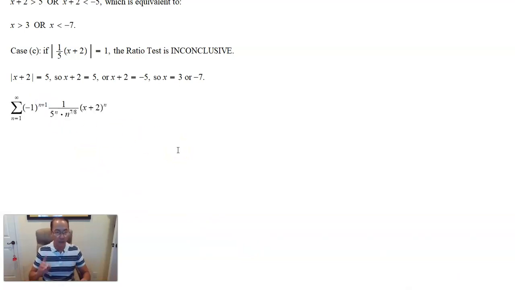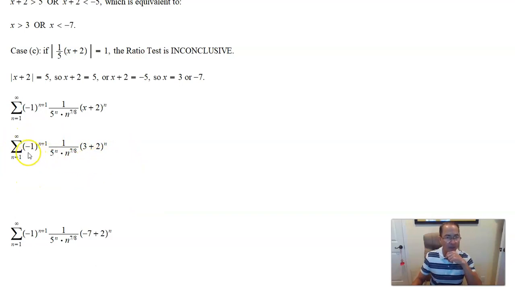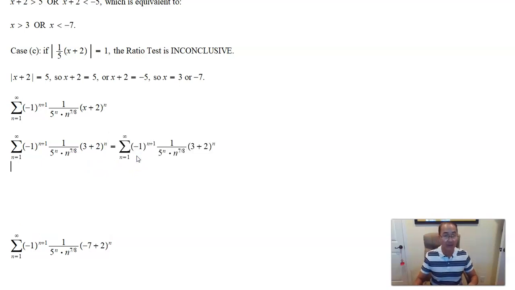Okay, so we're going to plug in 3 and negative 7 one at a time. So we have x is 3 right there. And then later, let me get out of the way, we will plug in negative 7, and we're going to see what happens to our series. Okay, so this is when x equals 3. Oh, wait a minute, 3 plus 2, that's just 5. So that is simply 5 to the n.